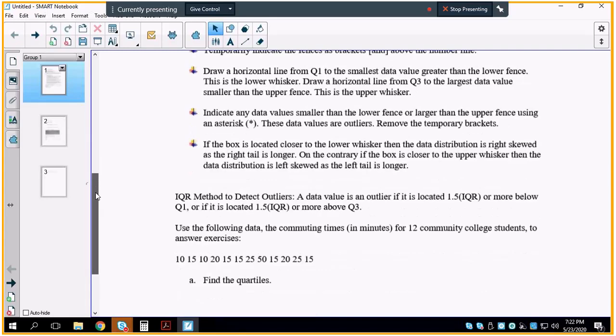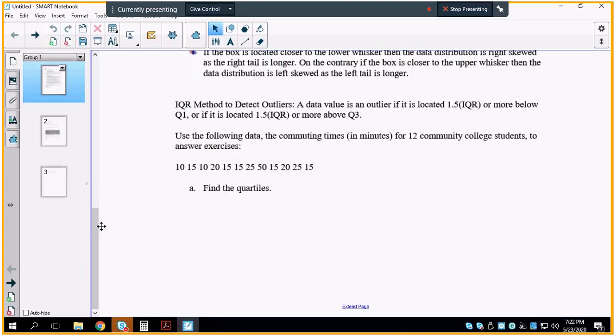In the IQR method, we can find outliers as well. A data value is an outlier if it is located 1.5 times IQR or more below the quartile 1, or if it is located 1.5 times the IQR or more above the quartile 3. So let's sum it up.